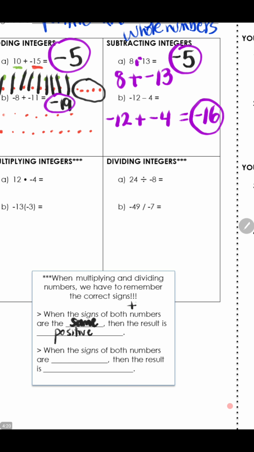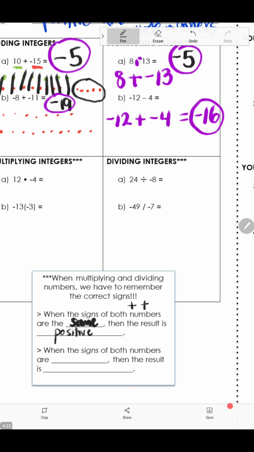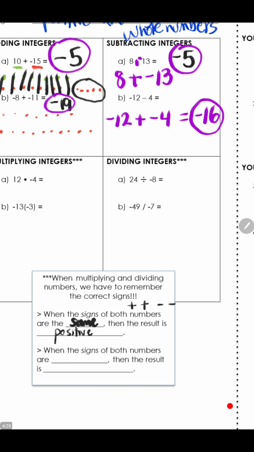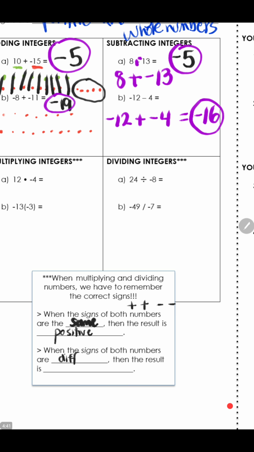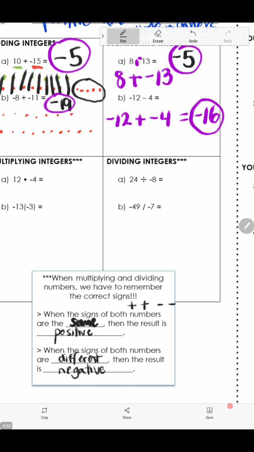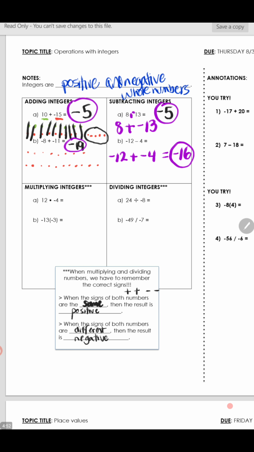So if we multiply positive times a positive, or divide positive divided by positive, that gives us a positive. When we multiply a negative and a negative together, that's positive. When we divide a negative and a negative, we also get positive. So when the signs of both numbers are different, or the opposite, then the result is negative. So let's use those tricks to now answer A and B.